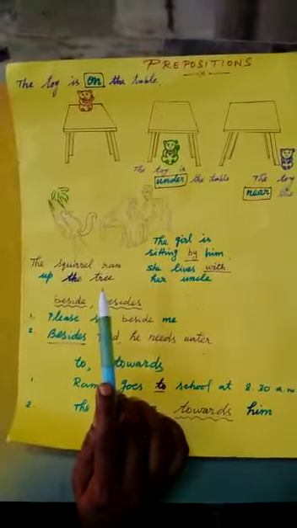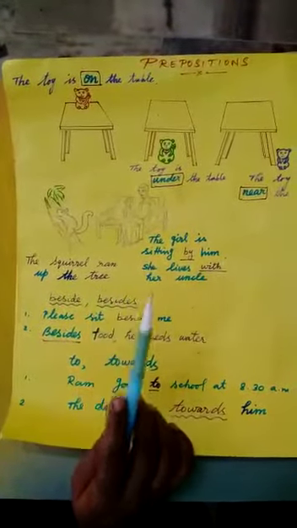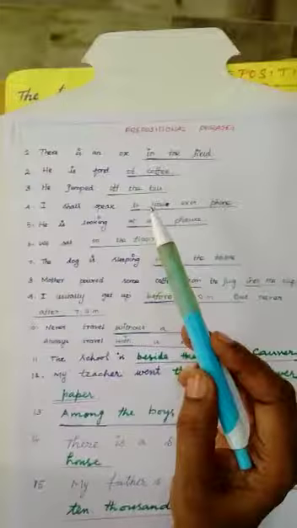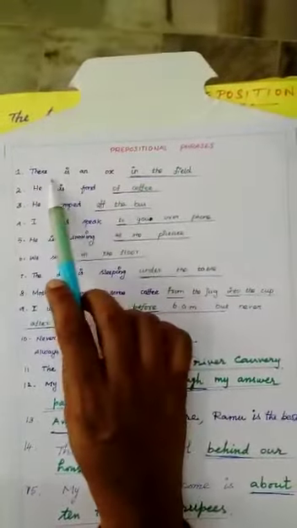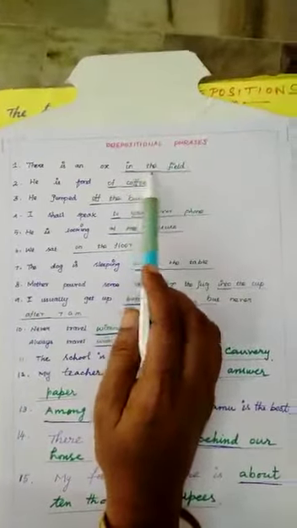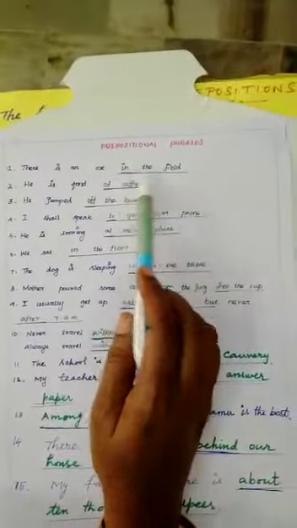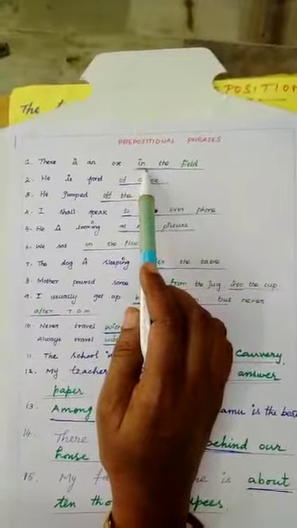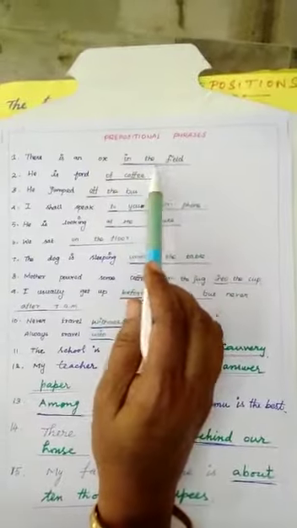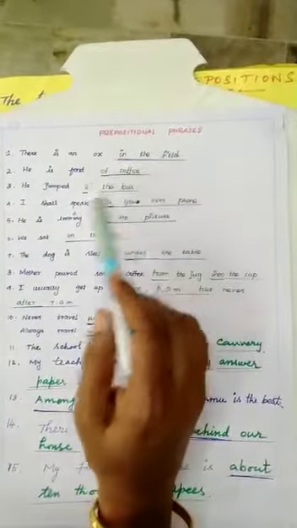Okay. Now, let us see about phrases. What are called phrases? A phrase is a group of words that has no subject and verb. See the sentence: there is an of in the field. In the field is a phrase. This phrase has no subject and verb. So, in the field, this is a phrase.